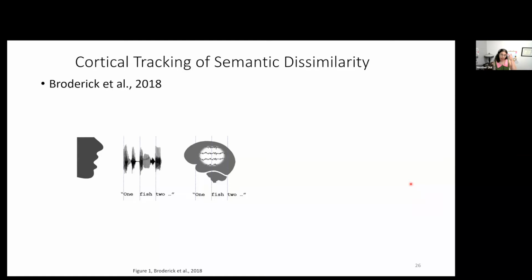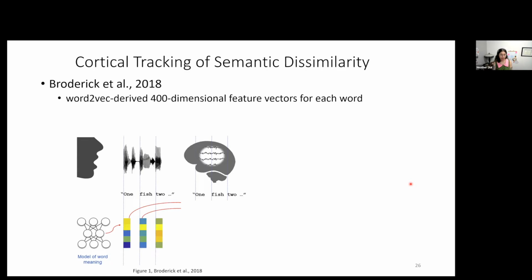So I'll start by defining what I mean by semantic dissimilarity, which was first reported by Broderick and colleagues in 2018. And so this group, they had individuals listening to a story. They took every word of the story and derived a model of word meaning, in this case using Word2Vec. Word2Vec was used to derive these 400-dimensional feature vectors for each word in the story. And these 400-dimensional feature vectors, it's just a vector of numbers that is argued to reflect some sort of semantic information, and it's obtained basically through web crawling. So taking all sorts of information from the internet and looking at how often words co-occur with each other. That's a very simplified explanation, but I think it's enough for what we're going to be using this for.